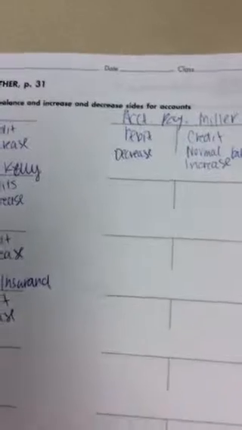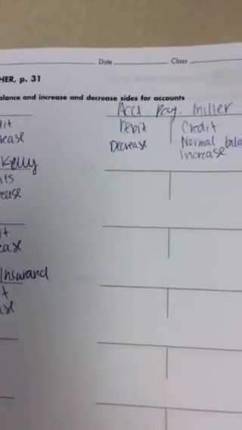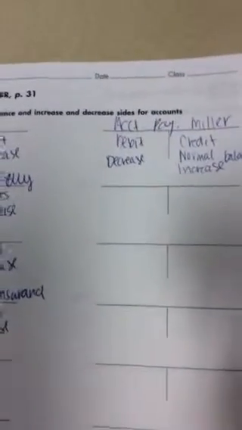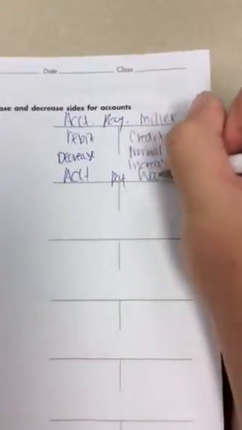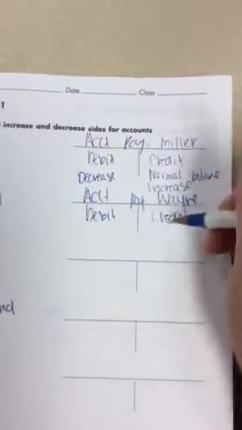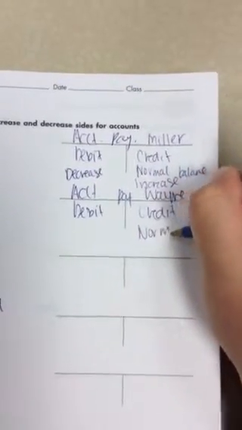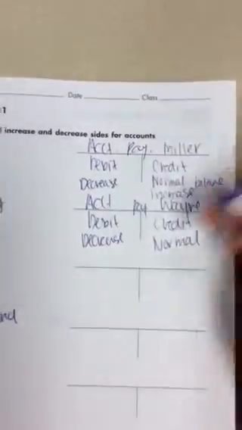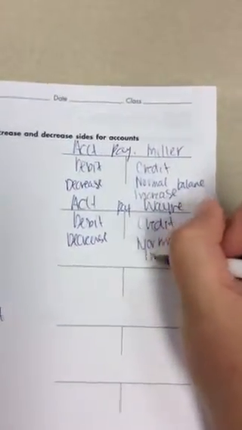All right, our next one that we have is going to be accounts payable, the Wayne office supply. So we are going to have again accounts payable. We'll just put Wayne. We know debits are on the left, credit on the right, normal balance is going to be under credit. We know debit will decrease, and we know that credit will increase.